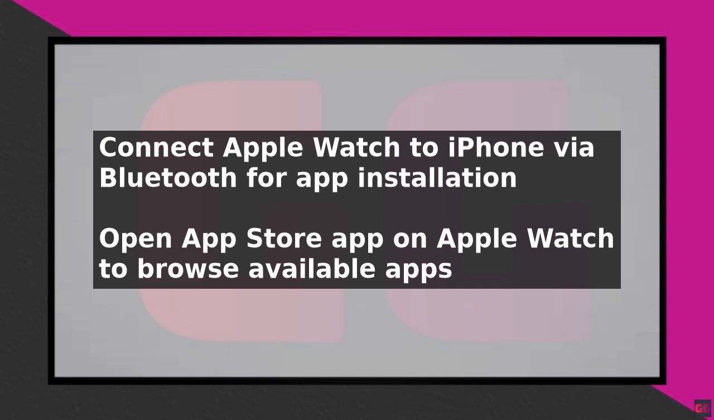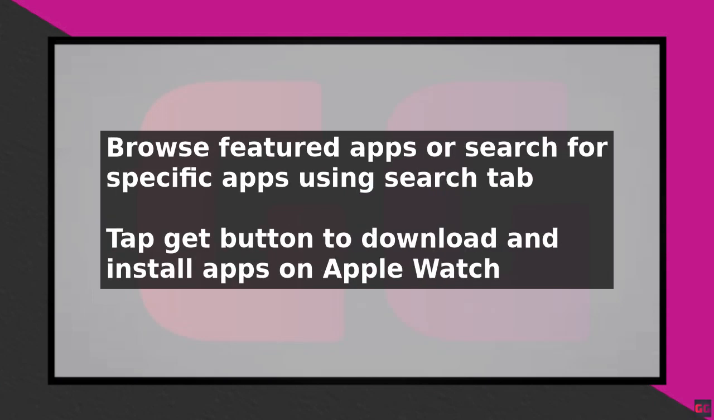Use the digital crown to scroll through the available apps or use Siri to search for specific apps. Browse through the featured apps or search for a specific app using the Search tab. Once you find an app you want to download, tap the Get button next to it.